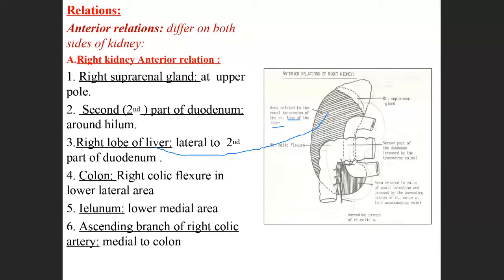This one is about the suprarenal gland. You have to write right suprarenal gland. Okay. The hepatic means the liver, remember. The duodenal area, the second part of the duodenum.